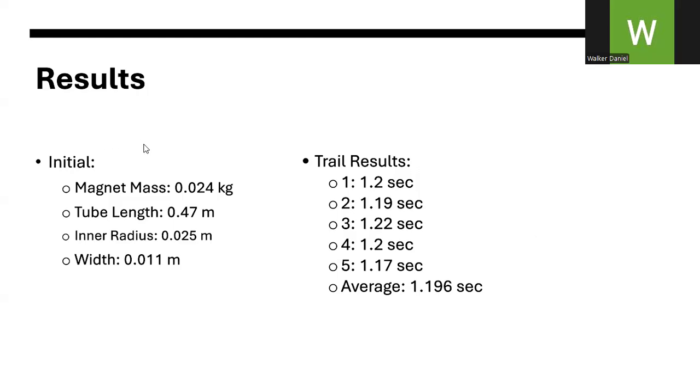So here were some initial measurements. First, the magnet's mass was 0.24 kilograms, the tube's length was 0.47 meters, inner radius was 0.025 meters, and then the width was 0.011 meters. And then our trials are here. The first one is 1.2, 1.1, 1.19, 1.22, 1.2, and 1.17, which gave us an average of about 1.196 seconds.